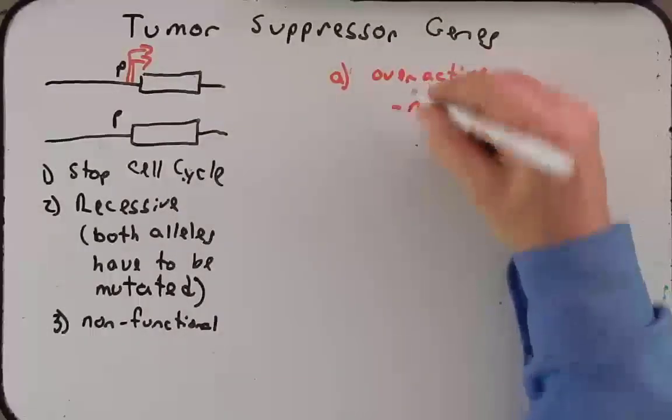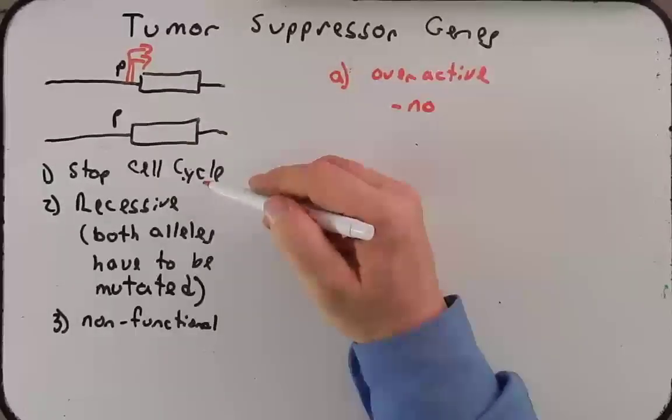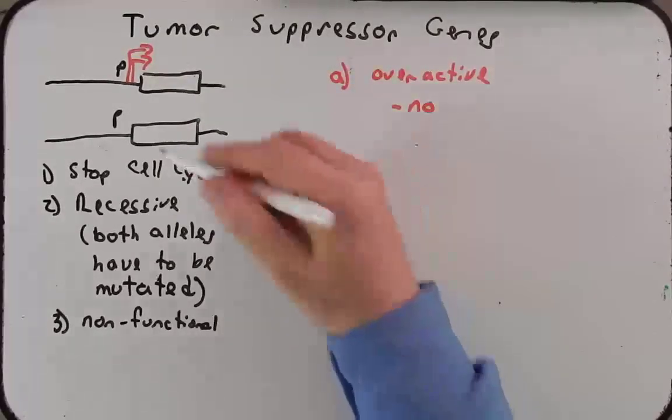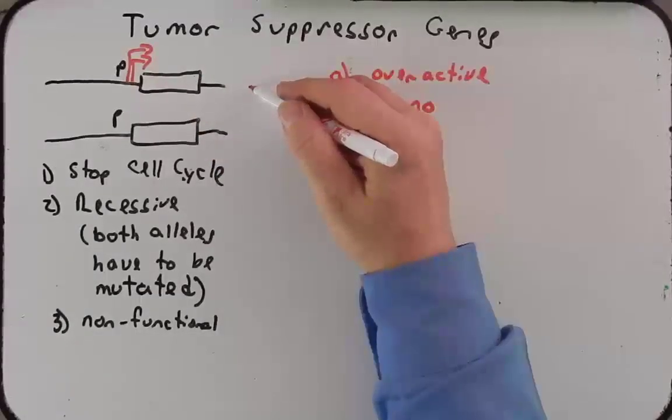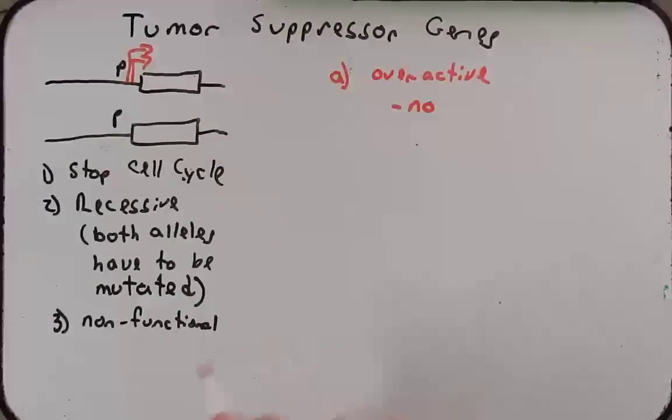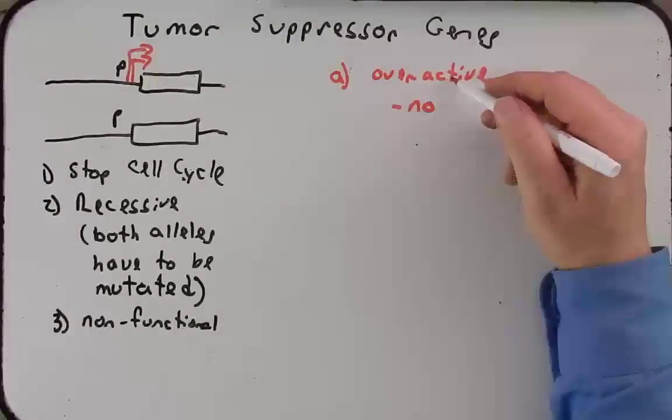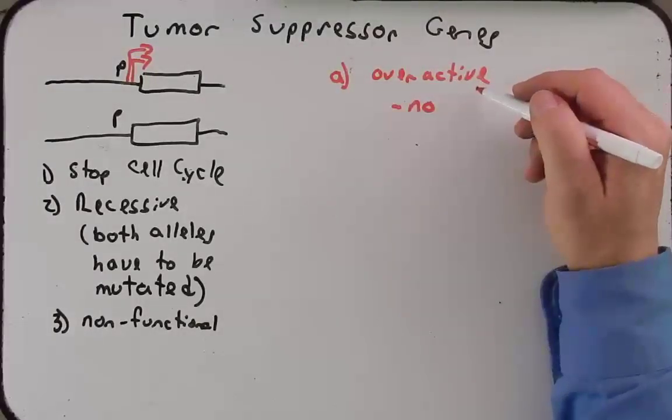And the answer is no. Remember, the proteins that come from these tumor suppressor genes stop the cell cycle. If you make more of a tumor suppressor gene, you're just stopping the cell cycle even more effectively. It could be a problem, but it's not going to lead to cancer. So tumor suppressor genes that become overactive is not the link to cancer.